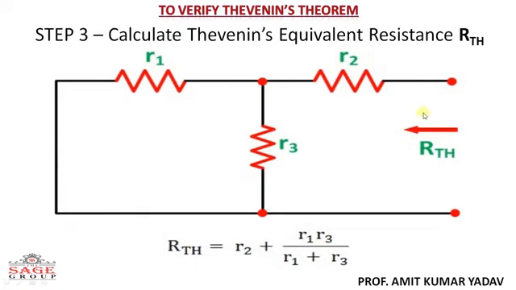Now calculate the equivalent resistance RTH across this terminal. Don't get confused. You need not calculate the RTH toward the source. You have to calculate this RTH across the load terminal.